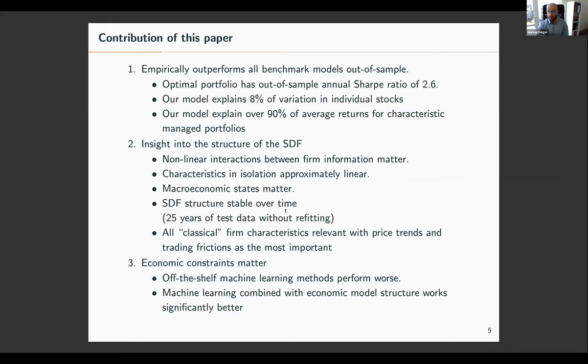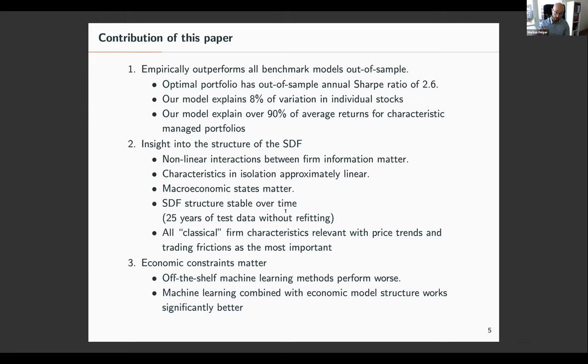So first, it seems that non-linearities do not matter that much if you look at asset pricing, if you look at characteristics in isolation. So there seems to be a reason why linear factor models are so successful. However, if you look at the interaction between characteristics, that's where the non-linearities come in. To put it simply, small stocks are different from small value stocks, and the interaction between size and value is a non-linear interaction.